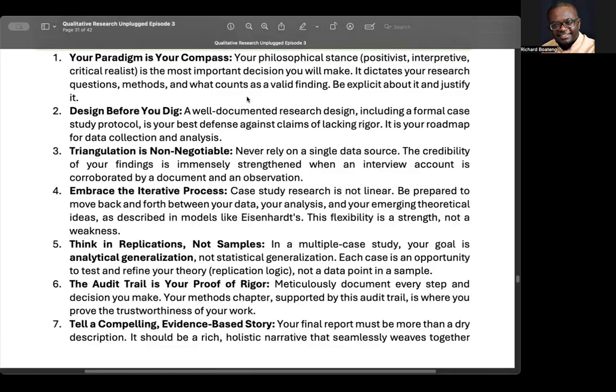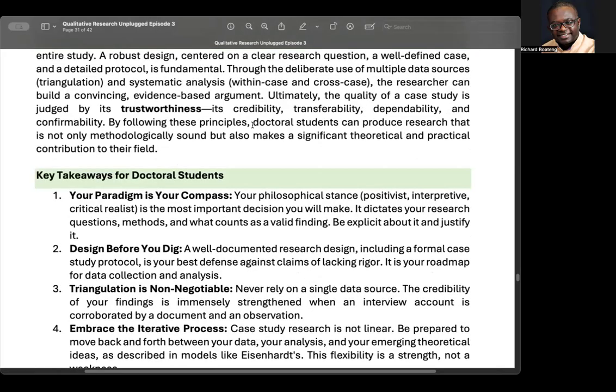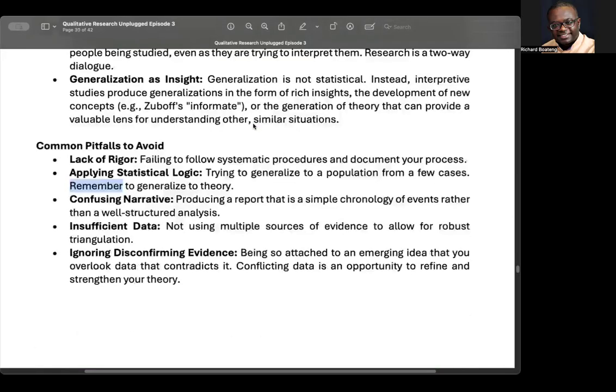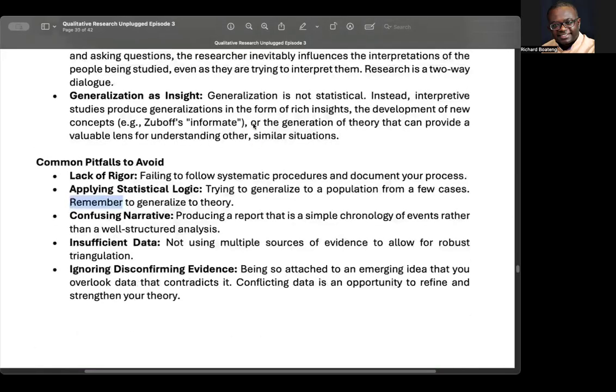Exactly. Third, producing a confusing narrative. This often happens when the report is just a simple chronology of events. First this happened, then that happened, rather than a properly structured analysis that develops themes or tests propositions using the evidence. Just storytelling, not analysis. Yes. Fourth, insufficient data or weak triangulation. Relying too heavily on just one source of data, like only interviews, without seeking corroboration from documents or observations. This makes your findings much less credible.